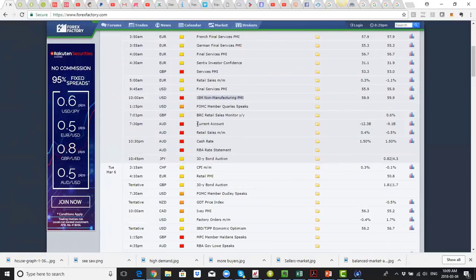And then we have the current account, which is the trade balance numbers, and retail sales for Australia. And then we have the cash rate and the RBA rate statement. Again, when there is a central bank event, it usually causes volatility. So I would be paying attention to this. At this point, they're not expected to change interest rates.